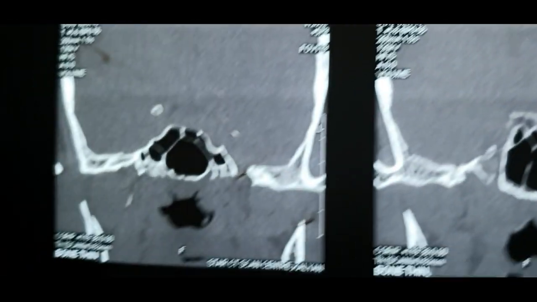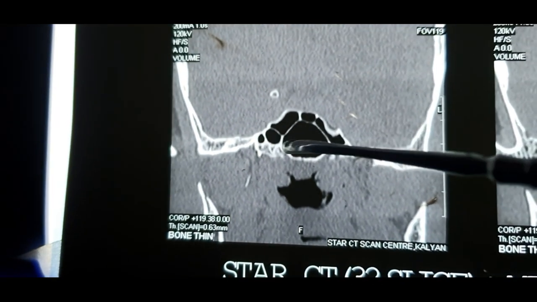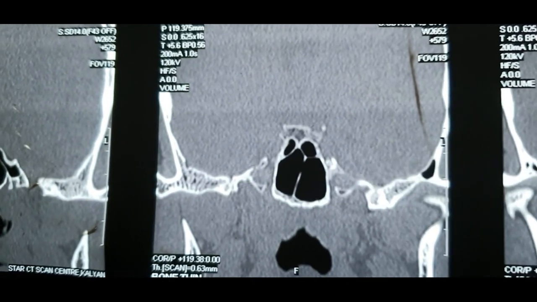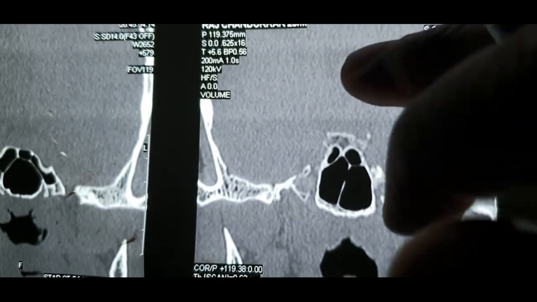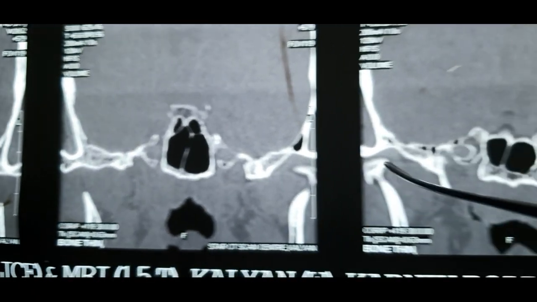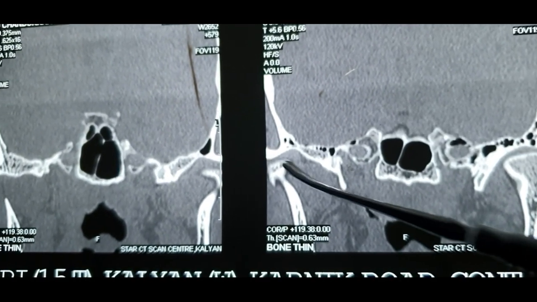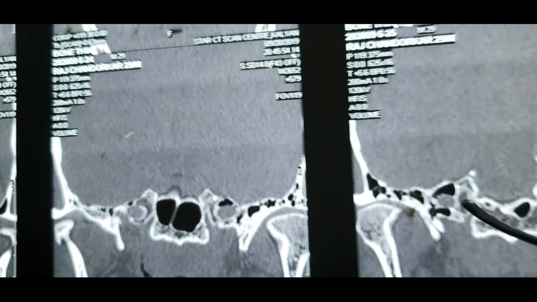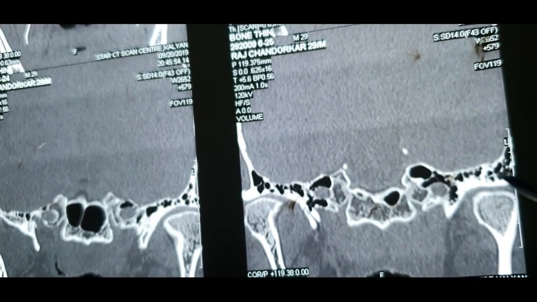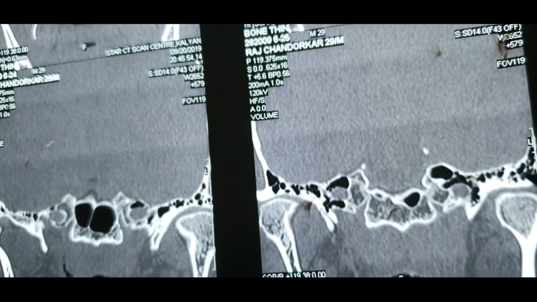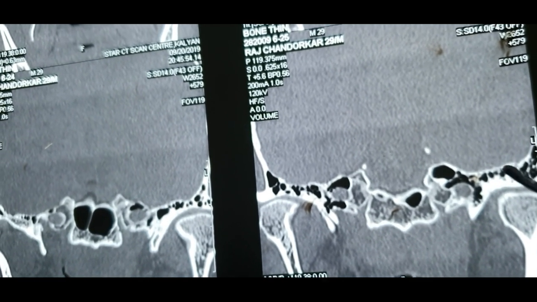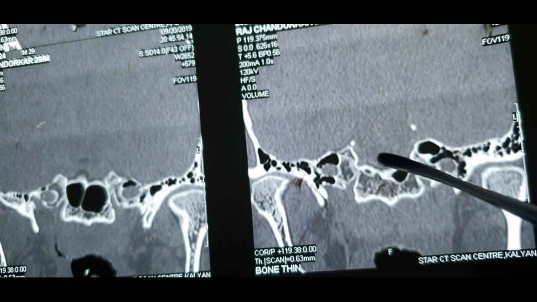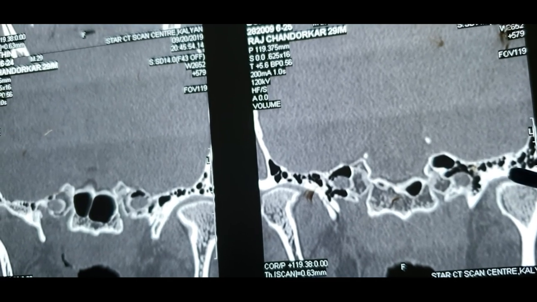You keep on going posteriorly. You see the entire structures. Visualize it. This is the foramen ovale, as I said, mandibular nerve and everything. That's the most posterior aspect of the sphenoid. So that's the mastoid region now starting, the petrous part of the temporal bone. This is the mastoid region, pneumatization starting now. And this is mostly the temporomandibular joint.